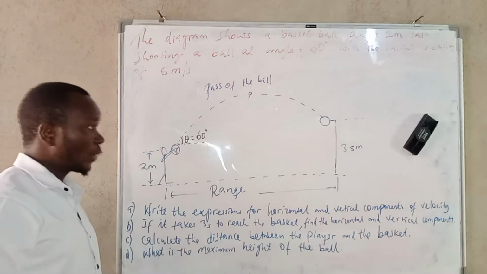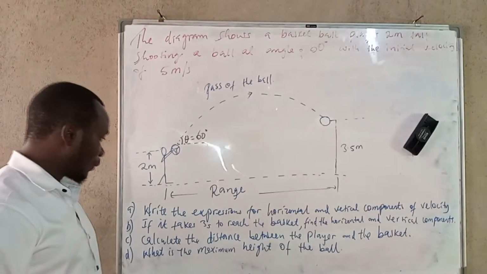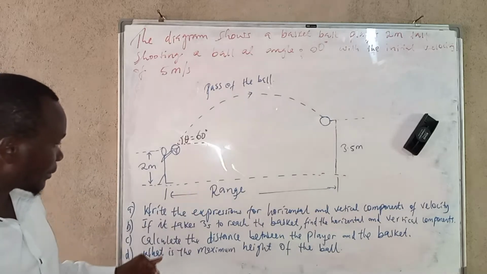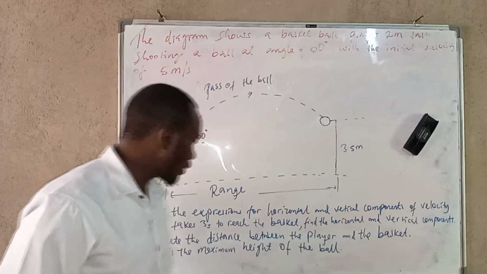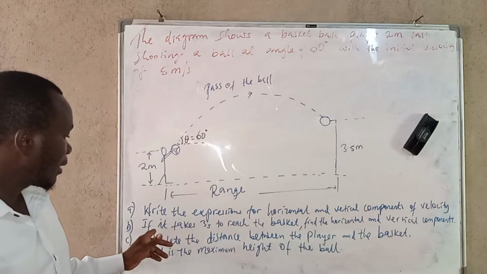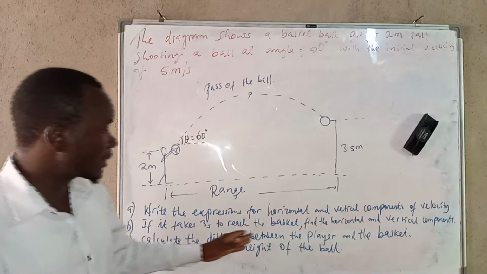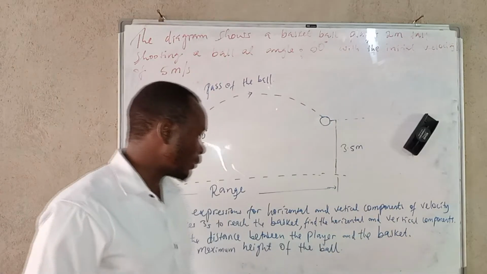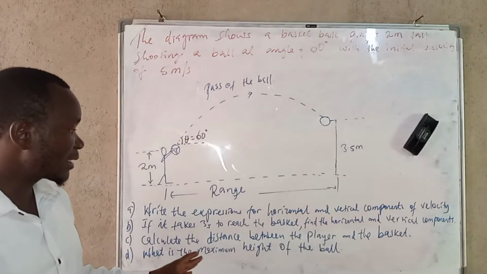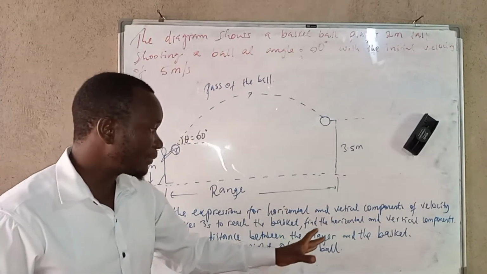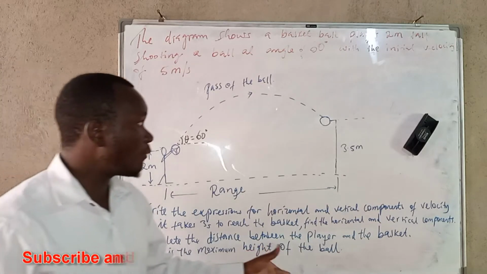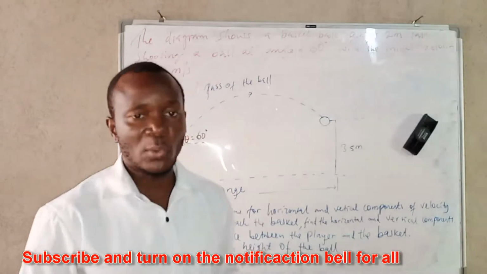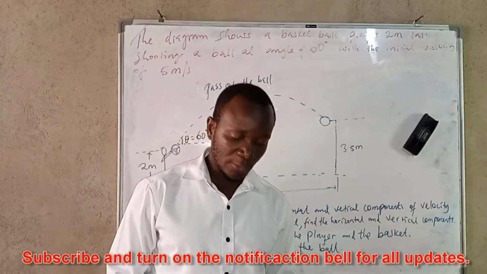Now, this question demands us to find, one, write the expressions for horizontal and vertical components of the velocity. Two, if it takes 3 seconds to reach the basket, find the horizontal and vertical components. Three, calculate the distance between the player and the basket. Then, what is the maximum height of the ball? So this is the question that we're going to consider in this video, and we're going to proceed as follows.